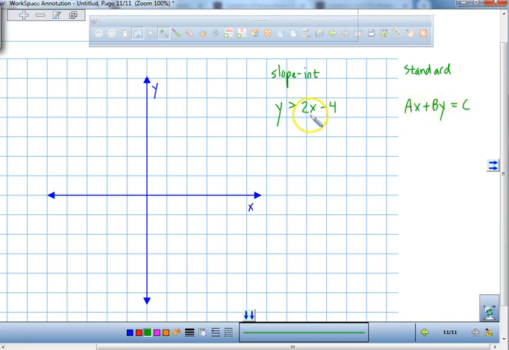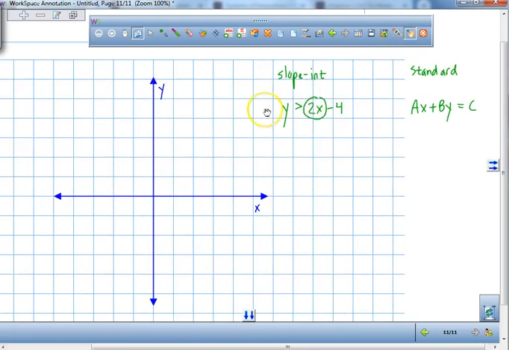So the x's and y's are all on the same side. So what would happen if I moved this 2x over to the other side? If I took this and moved it across, what would happen? It would become a negative.